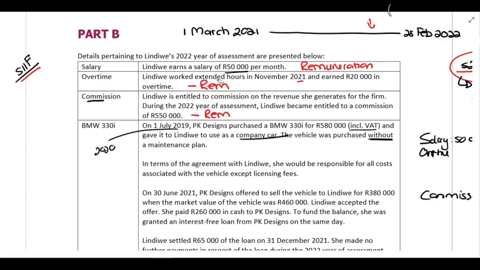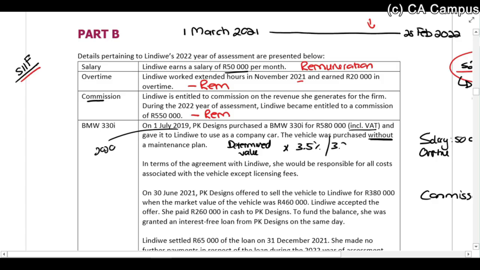Now remember already, for a company car, we basically take the cost of the vehicle, maybe that's not correct, let's rather call it the determined value of the vehicle, times 3.5% or 3.25%. It's 3.25% if there's a maintenance plan, and in this case there is none, so that's not applicable. So it's 3.5% times the number of months. Okay, this determined value, what is this determined value? It's the cost of the vehicle.